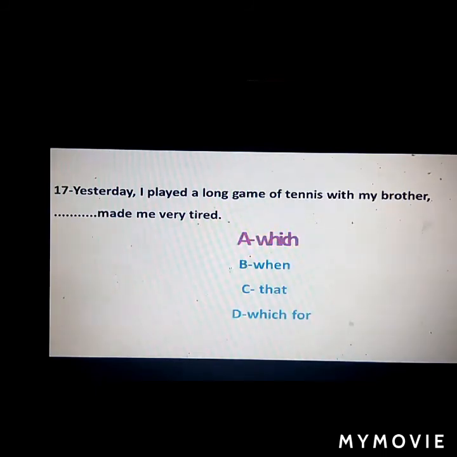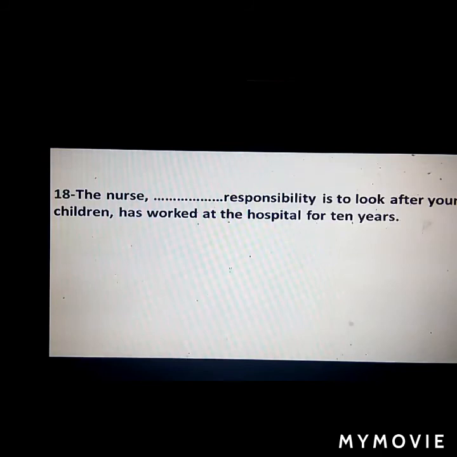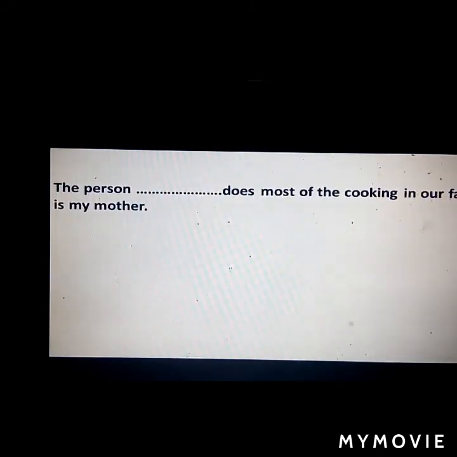The nurse ___ responsibility is to look after young children has worked at the hospital for 10 years. Right. The person ___ does most of the cooking in our family is my mother. The person who.